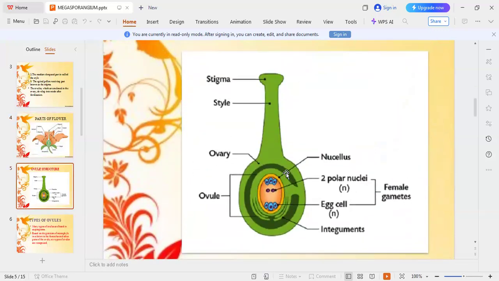Diagrammatically, I'll show that. When the carpels are free, that is the apocarpous state. When the carpels are united, that is the syncarpous state. Each carpel consists of three parts.